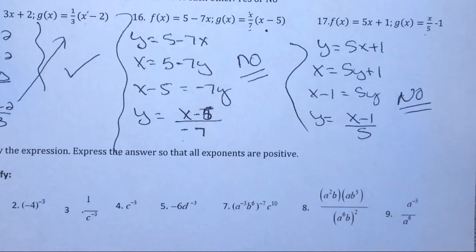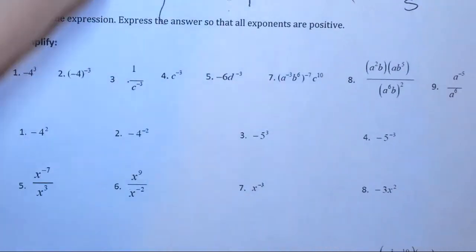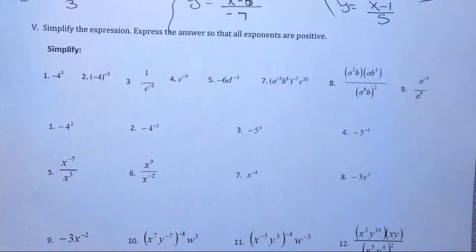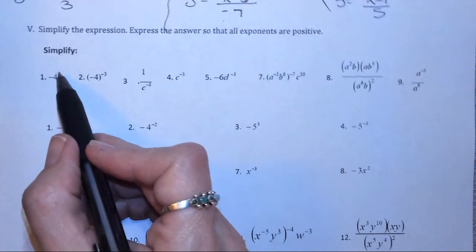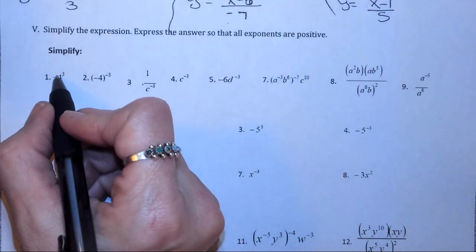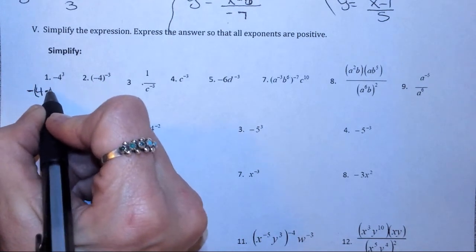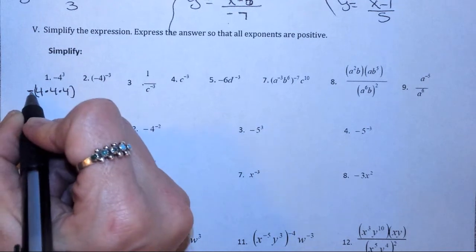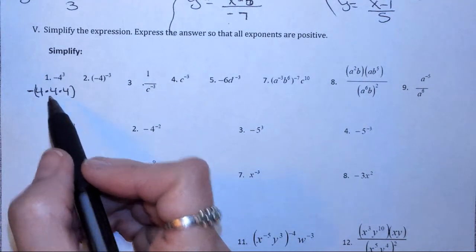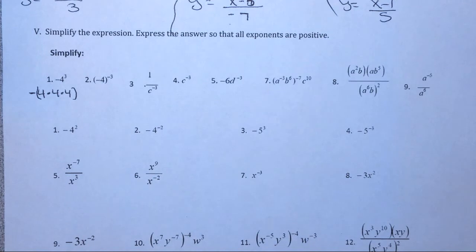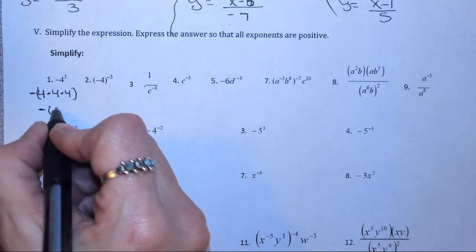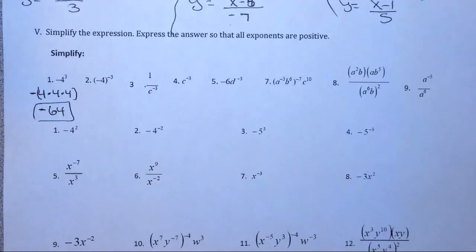Okay, so that takes us through what we did over compositions and what we did over inverses. This last piece is your exponent rules. So number 1, we have negative 4 to the 3rd power. Notice this is not in parentheses, so this means that I'm saying negative 4 times 4 times 4. Notice the negative's on the outside. Well, 4 times 4 is 16, and then we need to figure out what is 16 times 4. Well, 16 times 4 is 64. There's a negative out here, so the answer is negative 64.